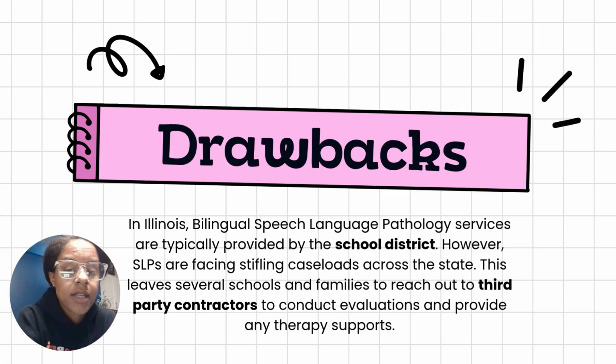Some of the drawbacks. In Illinois, bilingual speech language pathology services are typically provided by the school district. However, SLPs are facing stifling caseloads across the state. This leaves several schools and their families to reach out to third party contractors to conduct evaluations and provide any therapy supports. Many families do not have access to third party contractors and are therefore left to rely on their school district or the state to provide any such services.